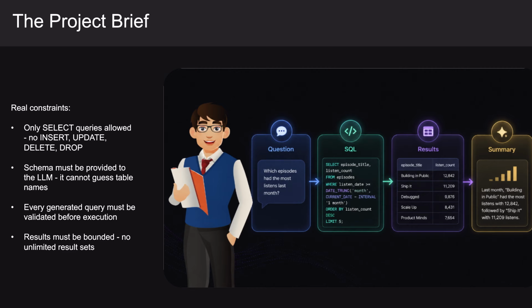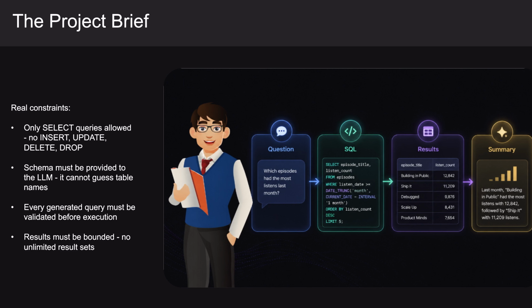Only select queries. The LLM gets the schema, not free access to the database. Every query is validated before execution. Result sets are bounded so one bad question can't dump an entire table. These aren't optional safeguards. They're the foundation of a trustworthy agentic system.